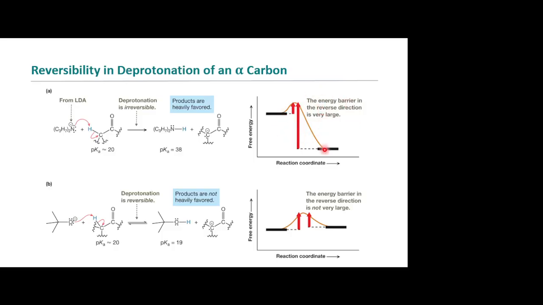This is what the energy diagram looks like, by the way. This is why this is considered irreversible, because it has a very large barrier going backwards, right? Which is what makes that irreversible.